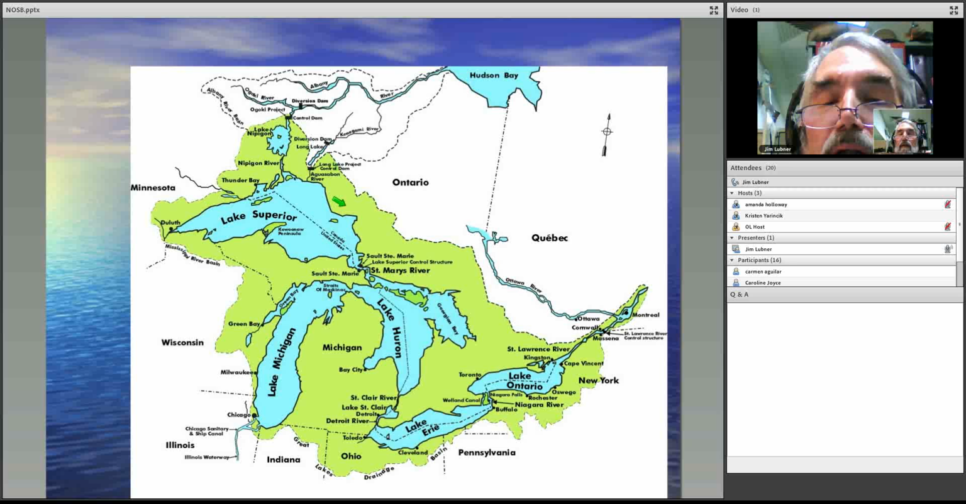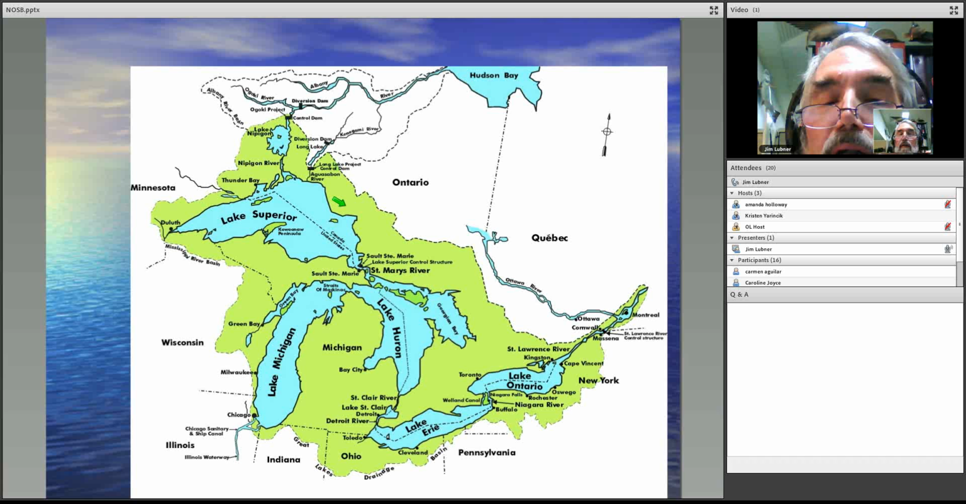What I've added now to our overview is the Great Lakes drainage basin. So you see the blue water, and now I've lost my pointer because it's sitting there in that green somewhere, but it's okay.